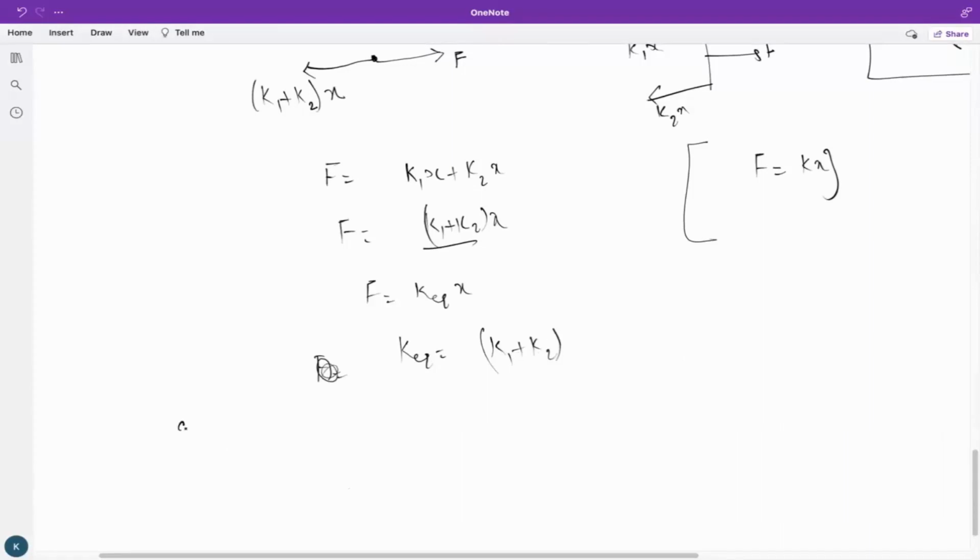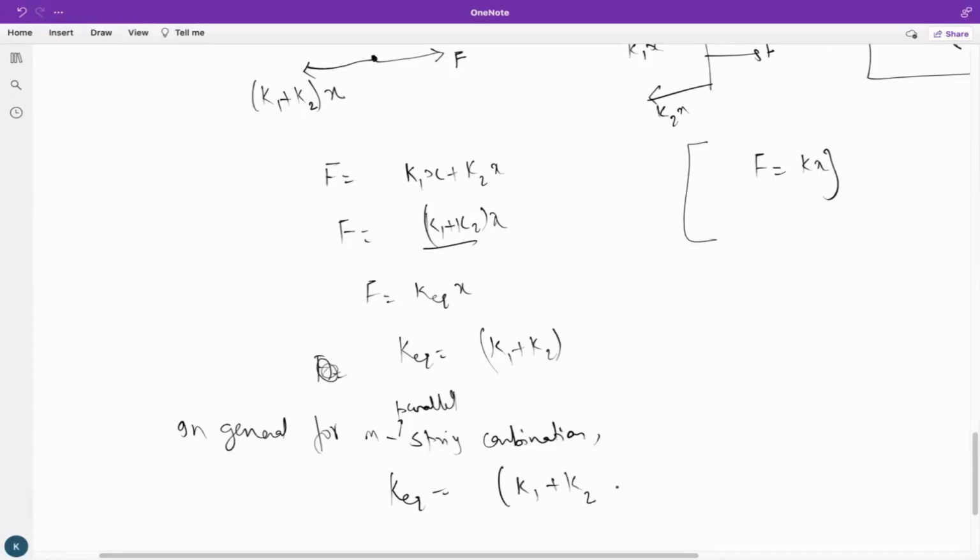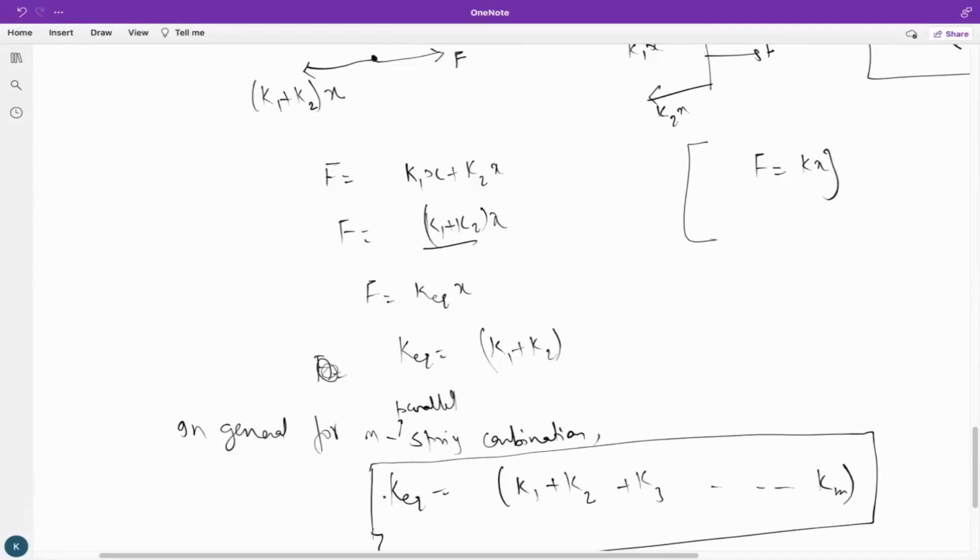In general, for M parallel spring combinations, our K equivalent is equal to K1 plus K2 plus K3 up to Km. So this is the thing that you have to keep in mind, right?